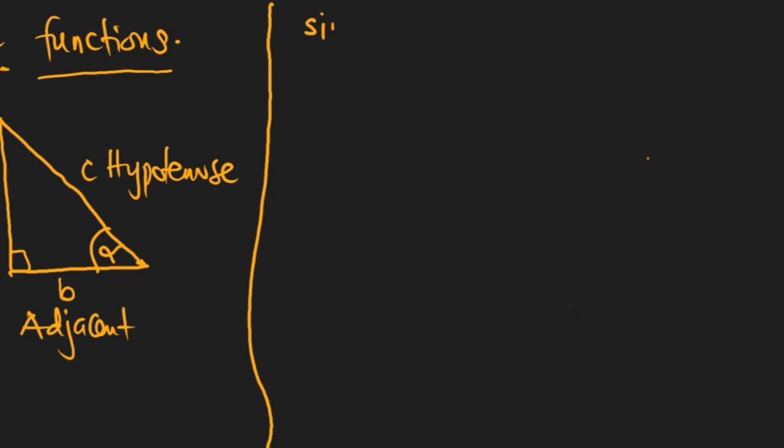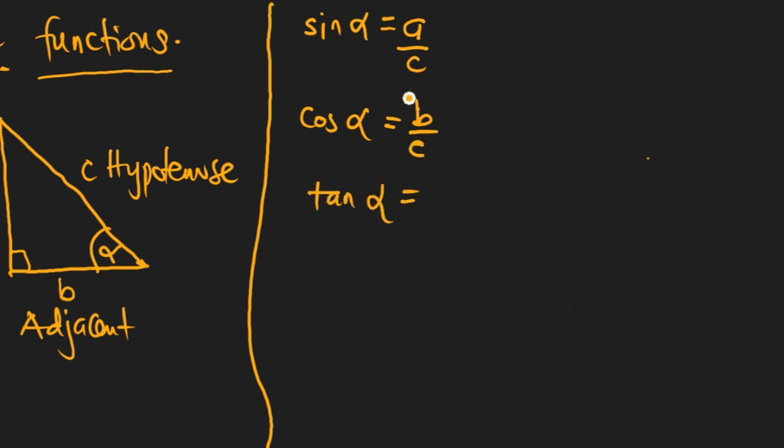So if you are looking for sine of the angle, so sine alpha is equal to, we know sine is opposite over hypotenuse. So that will be equal to A over C. And then cos alpha. Cos is adjacent over hypotenuse. Adjacent side is B, hypotenuse is C. And then tan alpha. Tan is equal to opposite over adjacent, which is A over B.